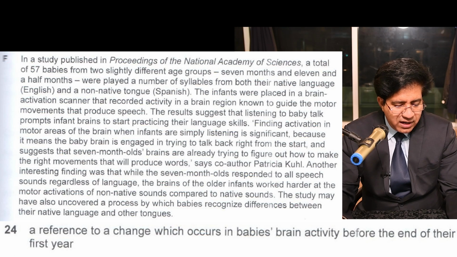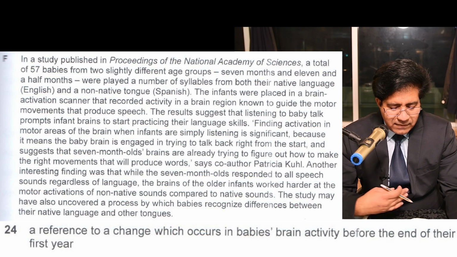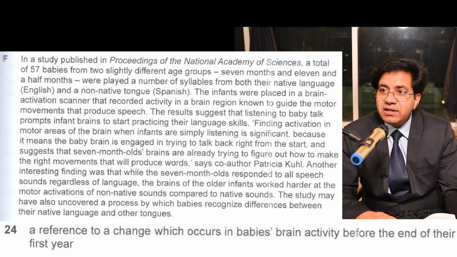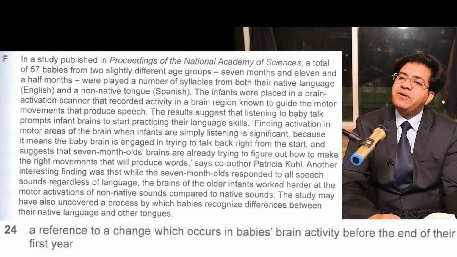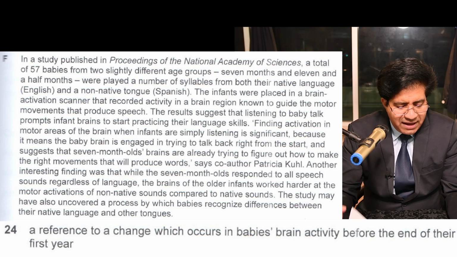That's right. Paragraph F. 7 months and 11 and a half. What is that? 7 months and 11 and a half means first year. Exactly. Right? Before the end of first year. So before the end of first year means 7 months and 11 and a half.